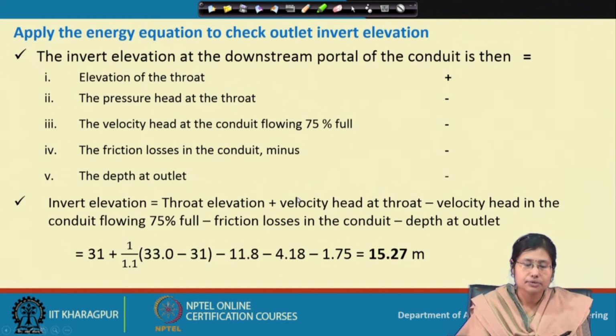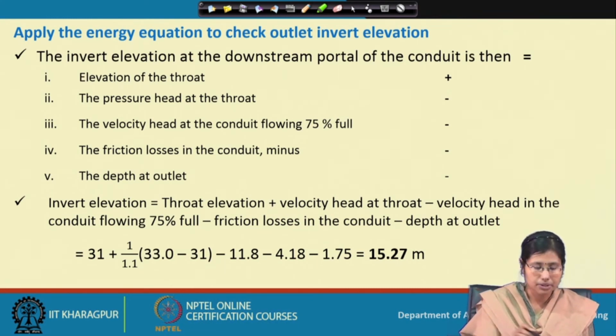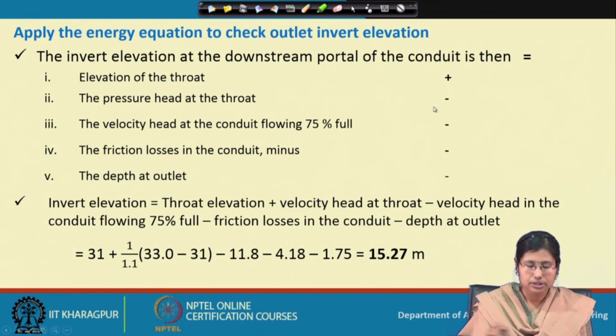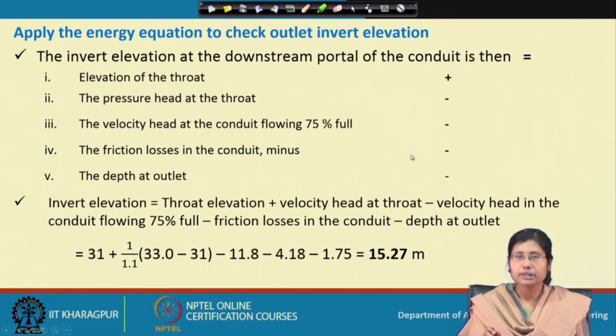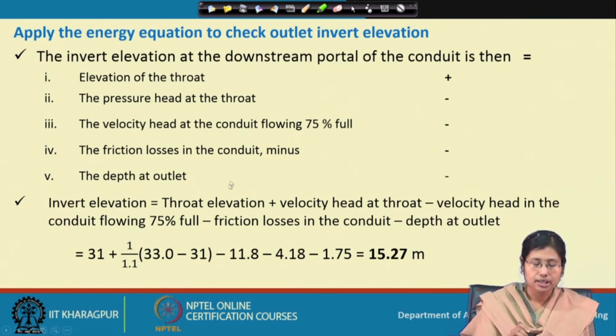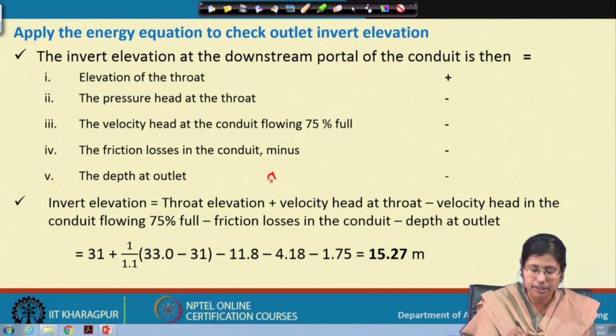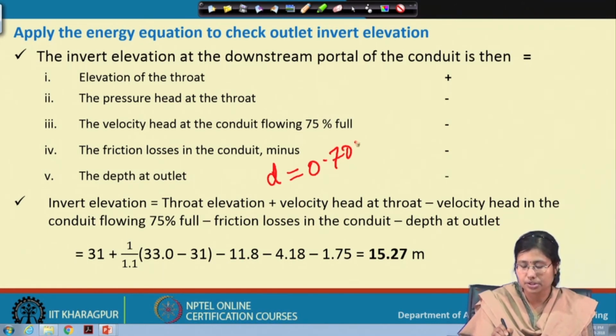Now, we apply the conservation of energy equation to check the outlet invert elevation. Here, the elevation at the throat is positive and the pressure head at the throat has to be negative, so we are deducting this. The velocity head at the conduit, assuming the pipe is 75% full, you will have to deduct because this is a head loss. The frictional losses at the conduit you also have to deduct, and the depth at the outlet. You assume that this is a circular cross section, so the depth at the outlet is given by the equation 0.072 D.